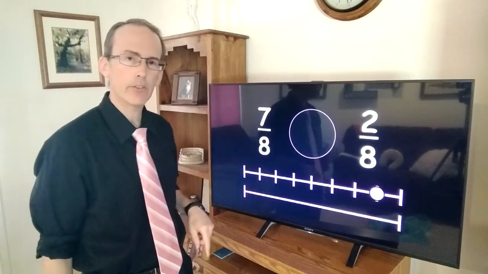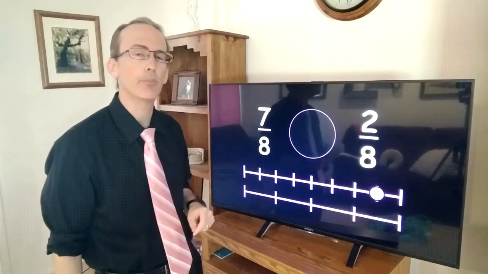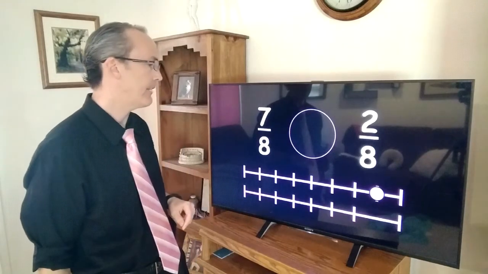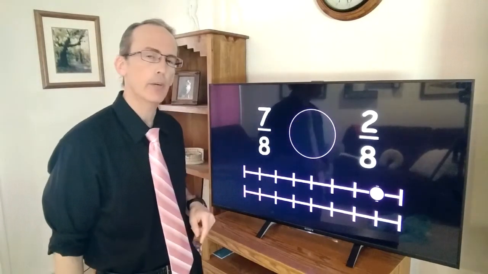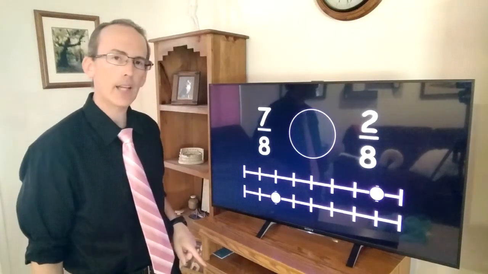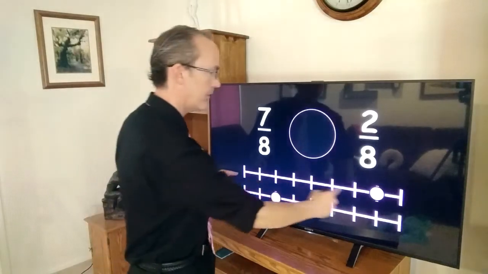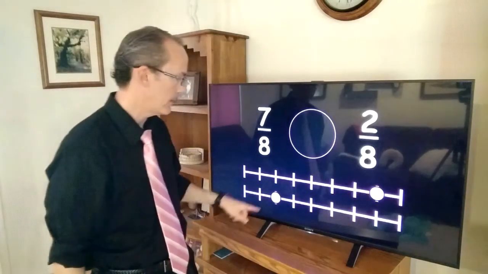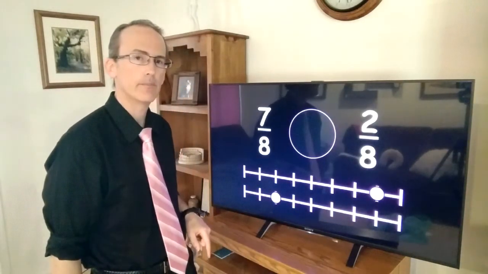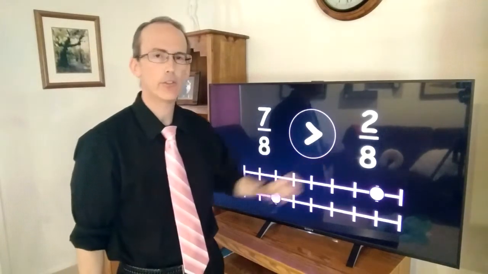My next number is 2/8. Again, the denominator tells me to divide it into 8 equal pieces. And then after I have my 8 pieces, the numerator tells me to find the 2nd piece. Now here on the line you can see which one is greater. 7 is greater than 2. So 7/8 is greater than 2/8.